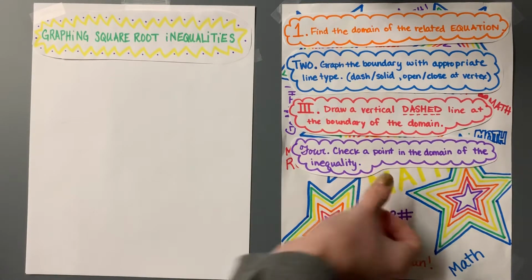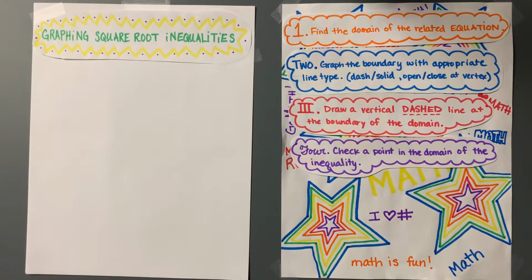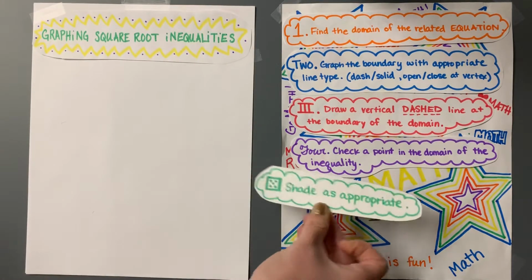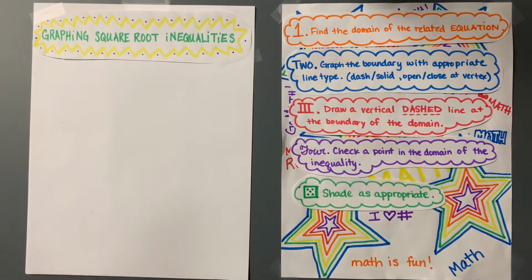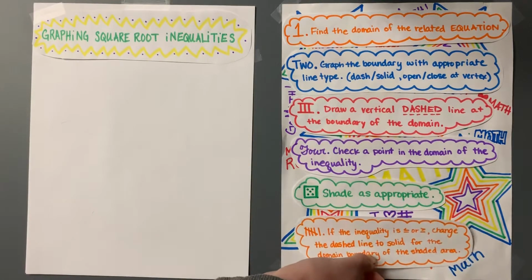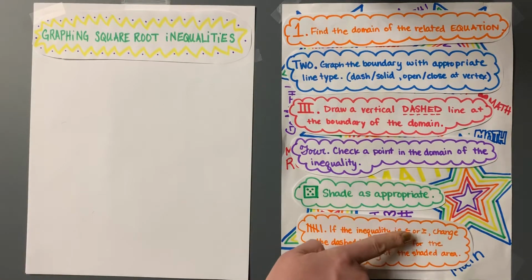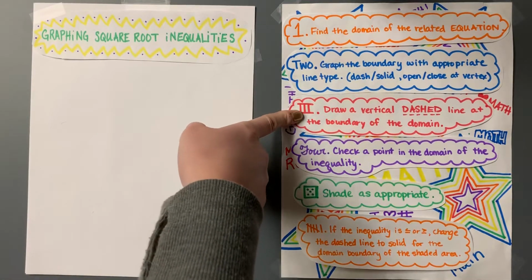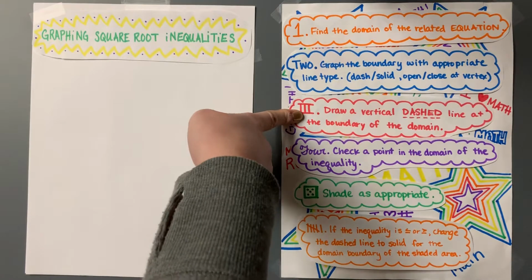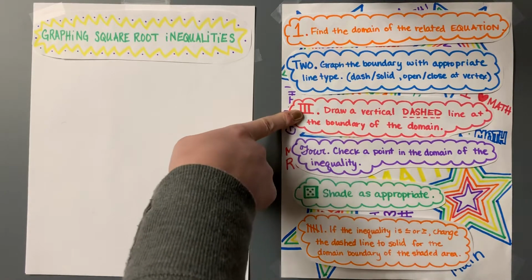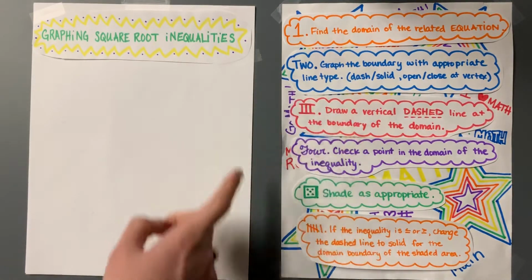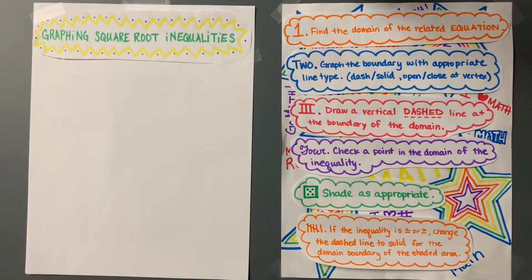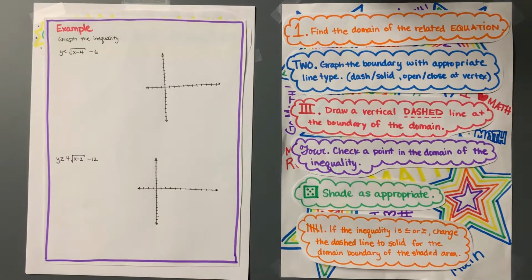Then we're going to check a point in the domain of the inequality. So we're going to decide which side of the graph will get shaded. Then we're going to shade as appropriate. And as a last step, if the inequality is less than or equal to or greater than or equal to, we need to change the dashed line from our boundary to a solid line only for the portion of the graph that is shaded. If we have a less than or a greater than, this isn't going to be an issue. So let's take a look at a couple examples.